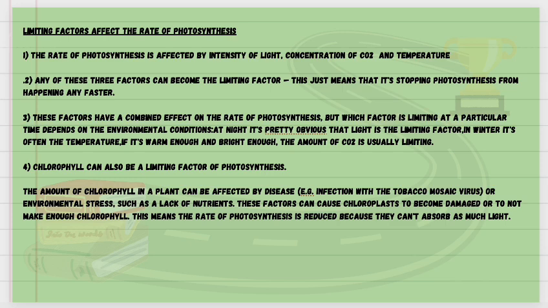Chlorophyll can also be a limiting factor of photosynthesis. The amount of chlorophyll in a plant can be affected by a disease, for example, infection with the tobacco mosaic virus, or environmental stress, such as lack of nutrients. These factors can cause chloroplasts to become damaged or to not make enough chlorophyll. This means the rate of photosynthesis is reduced because they can't absorb as much light.